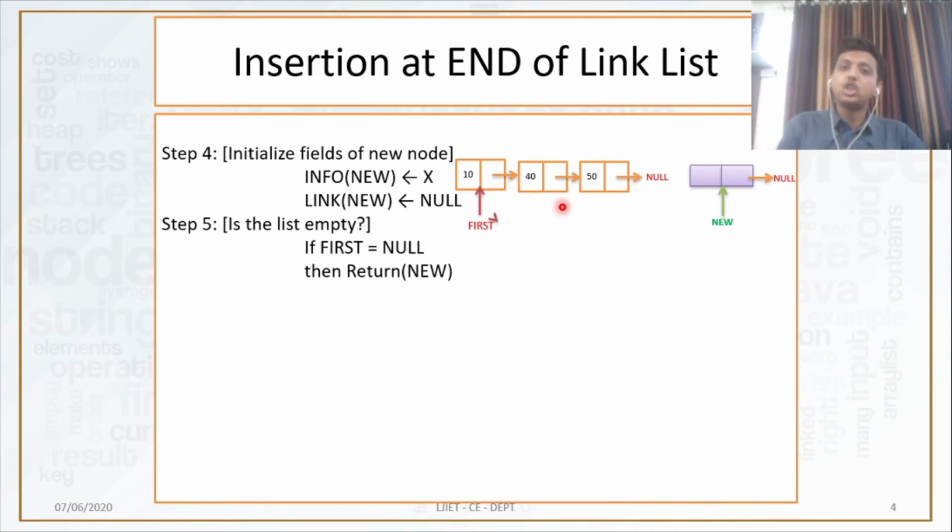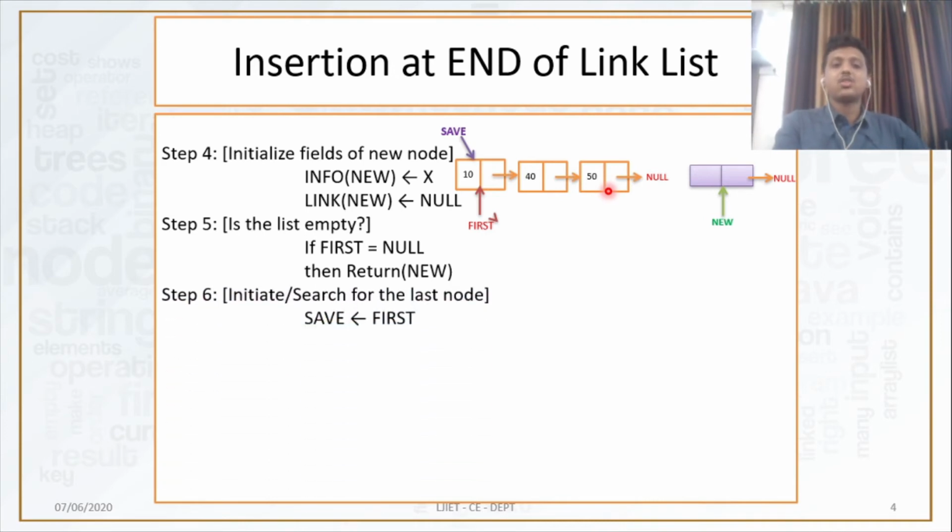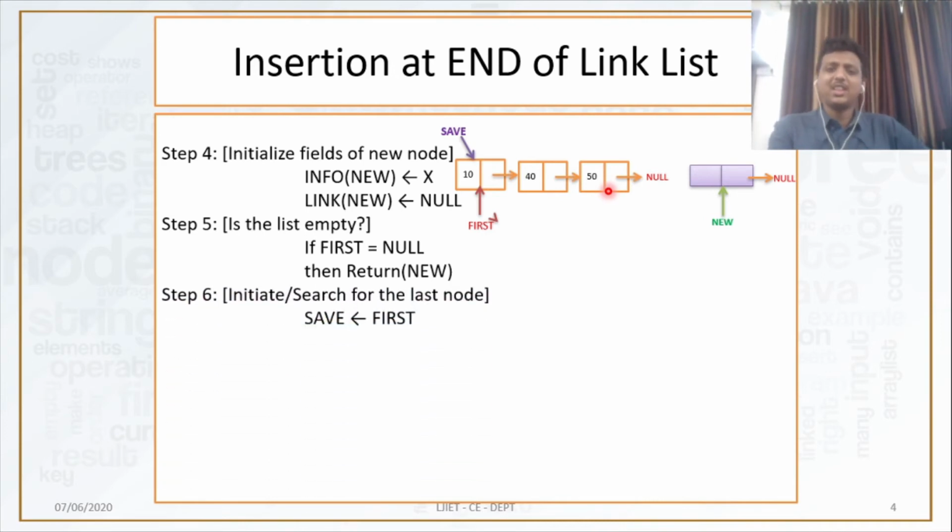For that you need an extra pointer. You need an extra dummy pointer, and that dummy pointer is known as save. So save is a dummy pointer by which we can move to the end of the list. First we need to initialize save to first, assign the save pointer to first, because we need to reach the end of the linked list. So the first step is to initialize a search for the last node. For searching the last node in the singly linked list, we just assign the save pointer to the first node of the linked list. So the statement becomes save arrow first.